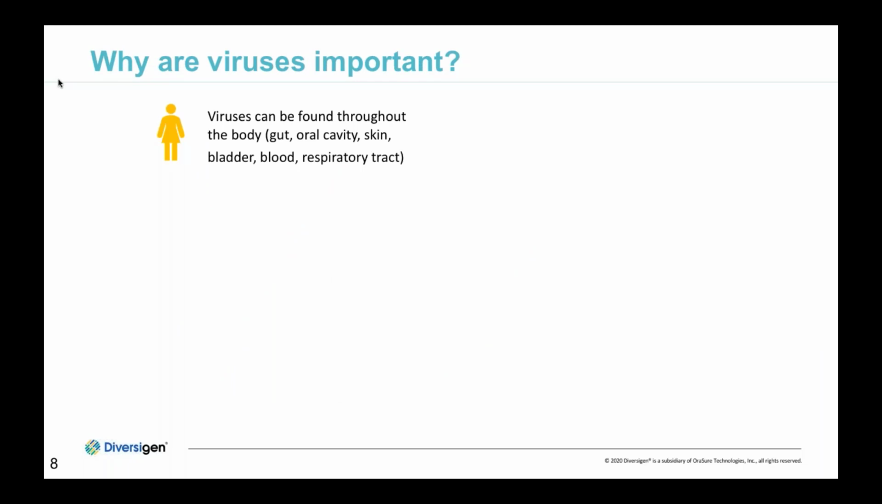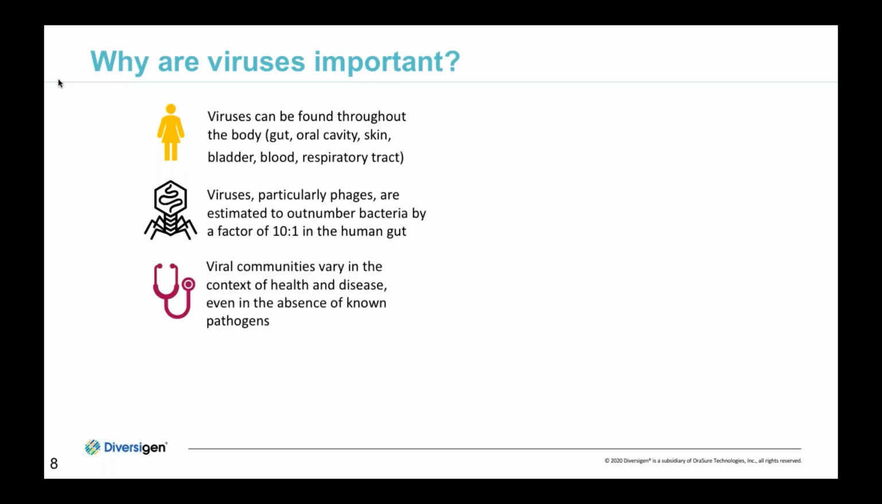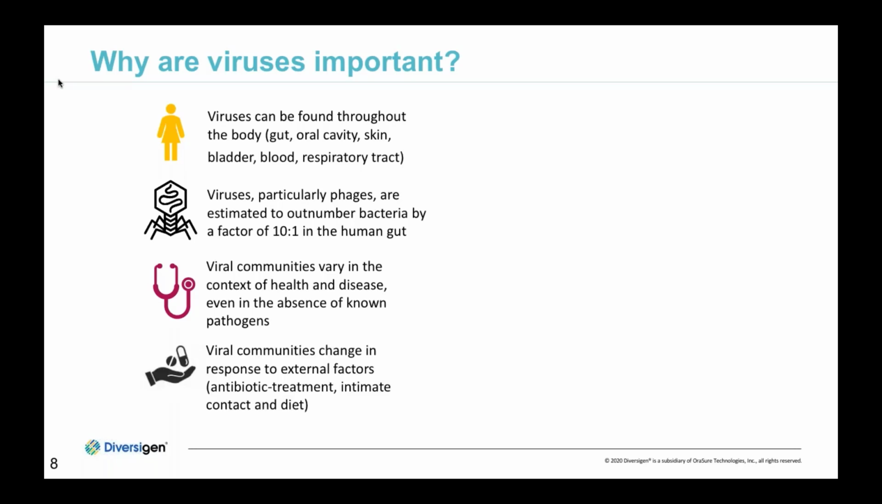But even with all the difficulties of studying viruses, they are very important members of the human microbiome. They are present in any body site, including the gut, the skin, the bladder, the blood, and even the respiratory tract. It is estimated that viruses, particularly bacteriophages, outnumber their host by a factor of 10 to 1. Viral communities can respond and change in relation to health and disease, including, for example, periodontal disease and also inflammatory bowel disease, and also across various body sites.